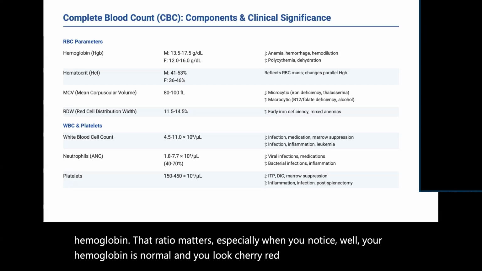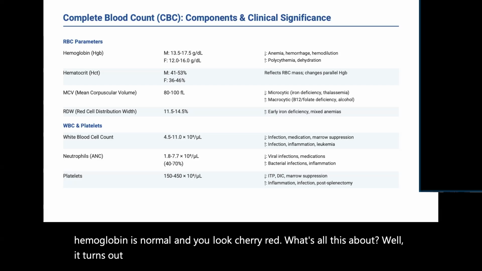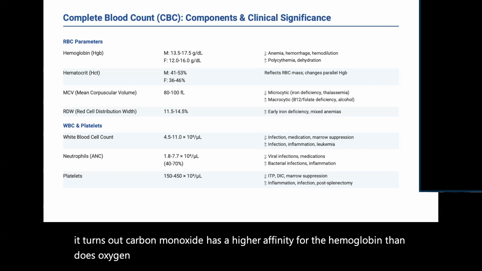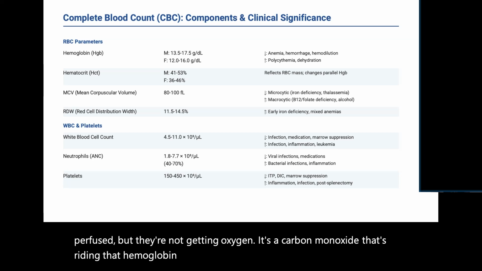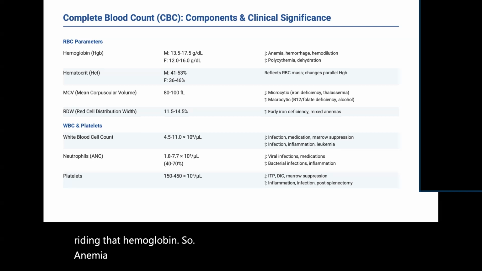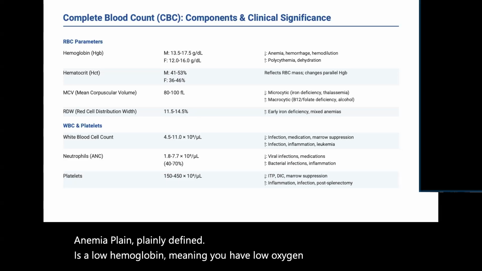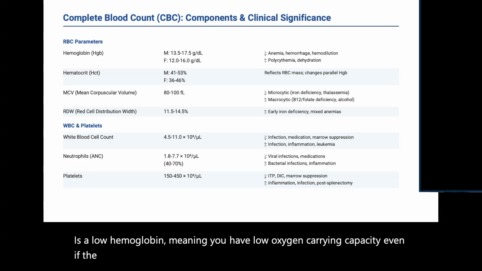What's all this about? Well, it turns out carbon monoxide has a higher affinity for the hemoglobin than does oxygen. So in a carbon monoxide setting, they may look well perfused, but they're not getting oxygen. It's carbon monoxide that's riding that hemoglobin. So anemia, plainly defined, is a low hemoglobin, meaning you have low oxygen carrying capacity, even if the lungs and the heart are normal.